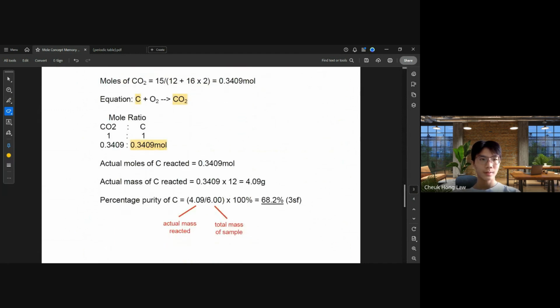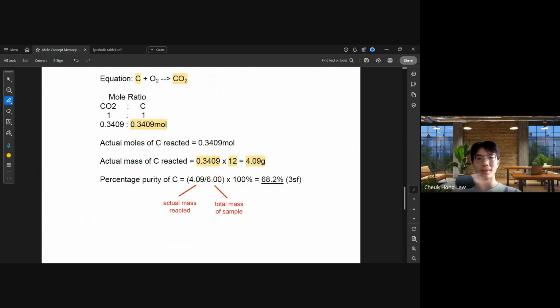So I'll take the actual number of moles of carbon that reacted, which is 0.3409, times the Mr or Ar of carbon to give me 4.09 grams. So this 4.09 grams is the actual mass of carbon that reacted with oxygen, that burned in air.